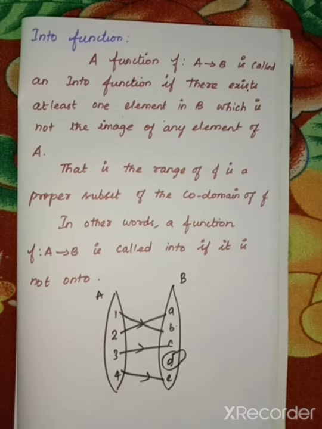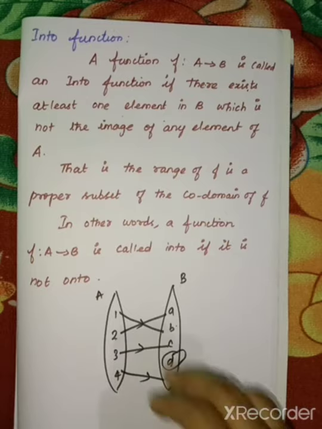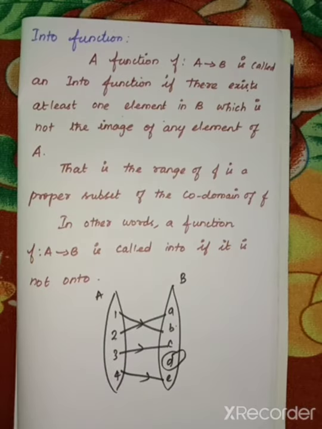To say it more simply, range of f is not equal to the codomain B. So the range of f is not equal to B, like that we can say. Onto function means range of f equals codomain. Here range of f is not equal to codomain. Only one element doesn't have an image. So the range of f is a proper subset of the codomain of f. In other words, a function f from A to B is called into if it is not an onto function.